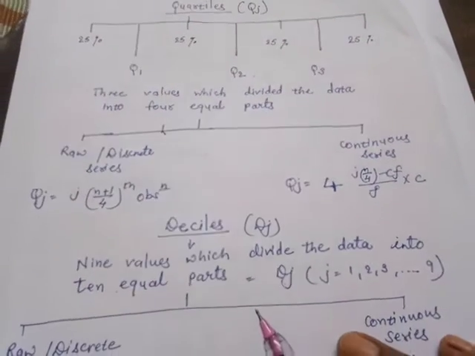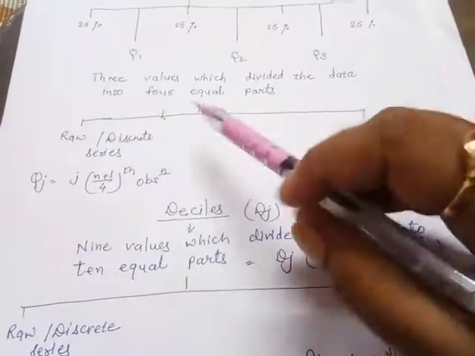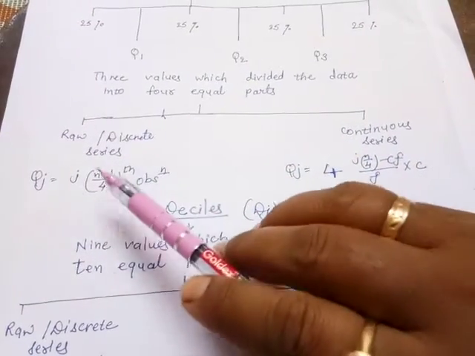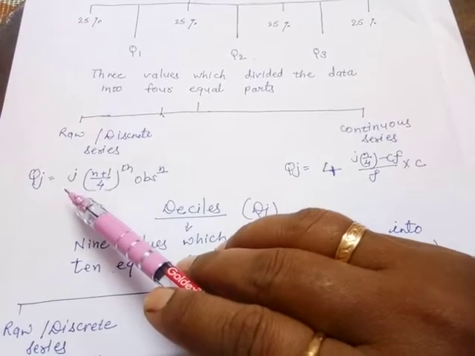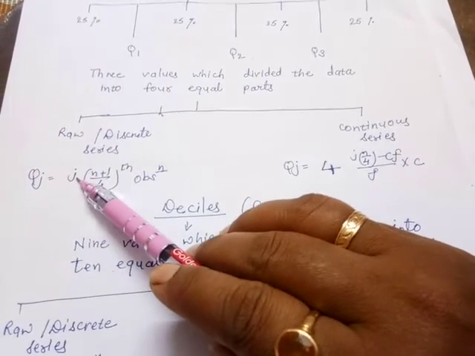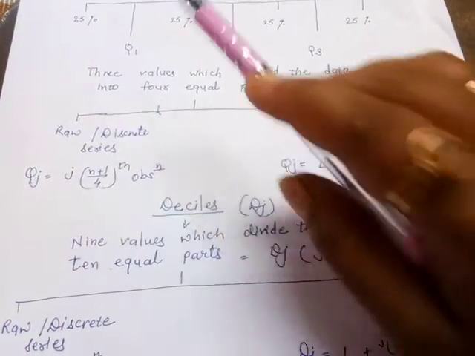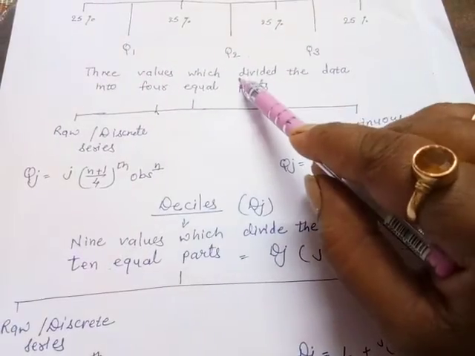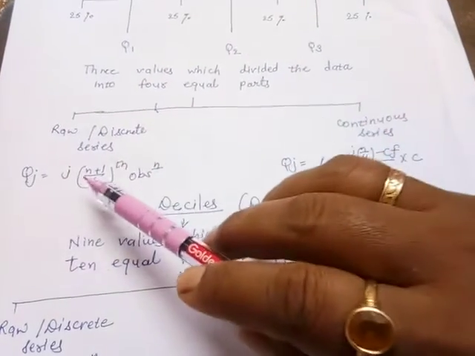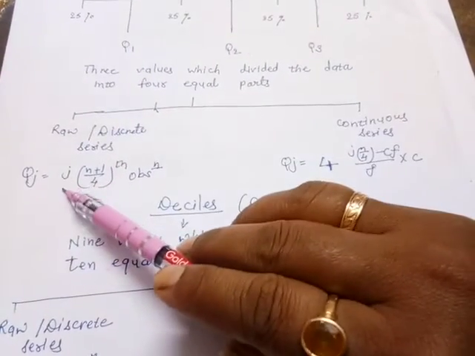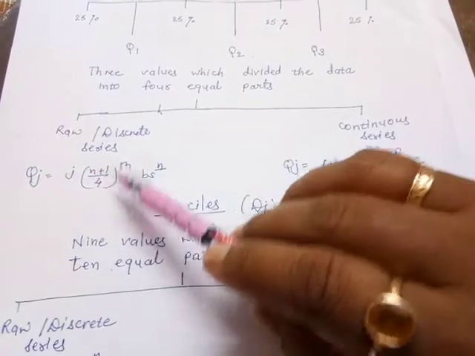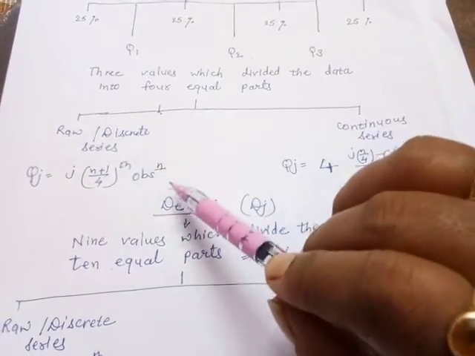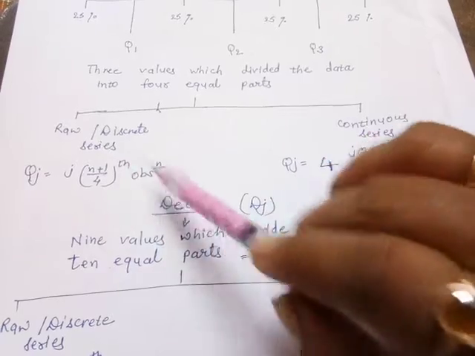Now the formula for the quartile, for the raw data or discrete series, is Qj equals to, quartile is denoted by Q, Qj equals to J. J means whatever value, either Q1, Q2 or Q3, whatever is given to find out. So here we have to write 1, 2 or 3, times (n plus 1) upon 4th observation.